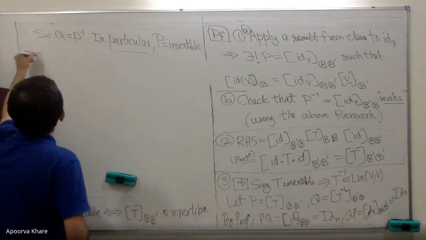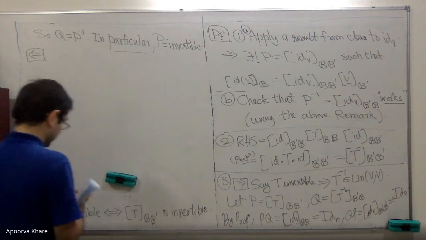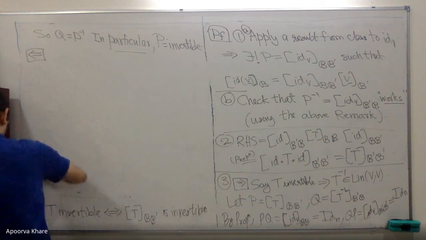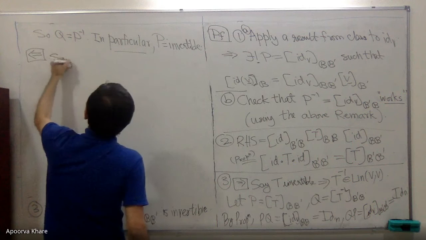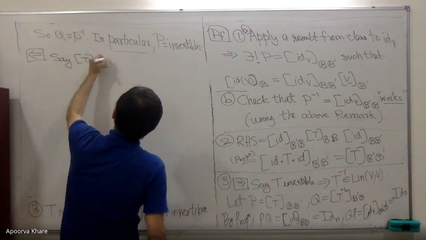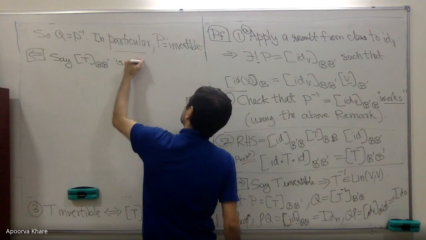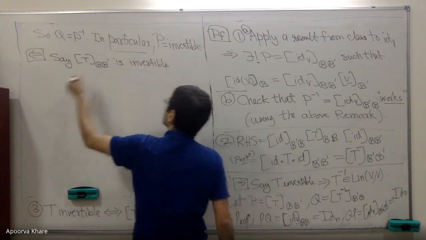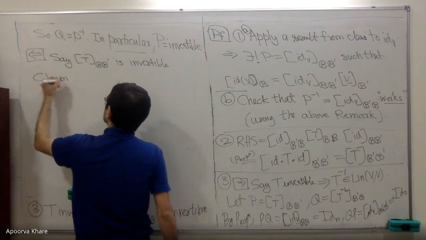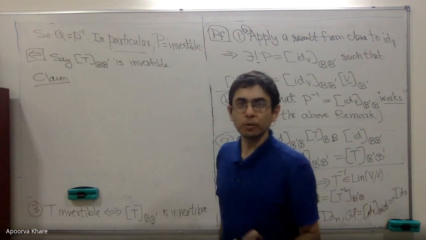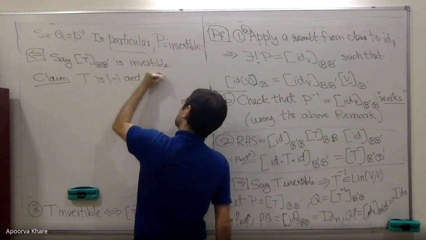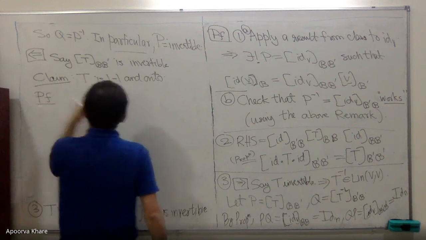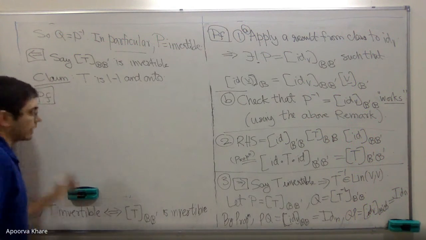Okay, conversely, what do you do? Well, you just directly claim that T is 1 to 1 and onto. So T is linear. All you need to prove is T is 1 to 1 and onto, and of course that will finish the theorem. Right? So proof. Why is T 1 to 1 and onto?